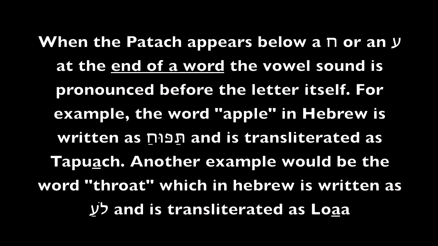When the Patakh appears below a chet or an ayin at the end of a word, the vowel sound is pronounced before the letter itself. For example, the word apple in Hebrew is written as tapuach and is transliterated as tapuach. Another example would be the word throat, which in Hebrew is written as loa and is transliterated as loa.